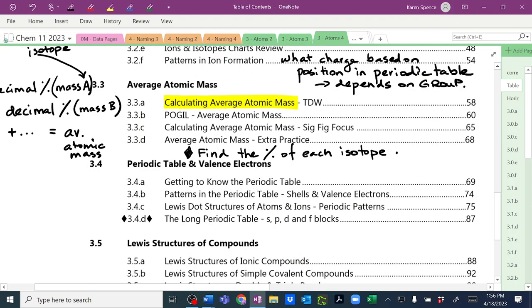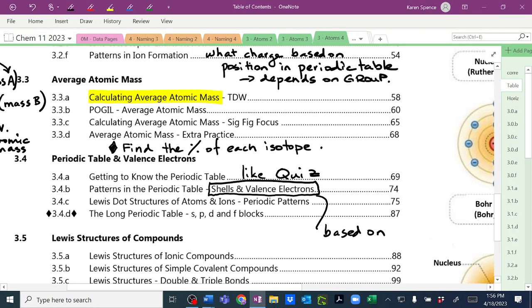Periodic table and valence electrons, you know that periodic table quiz that you did? The one where it was like the alkali metals, alkaline earth metals, what are the properties of metals and non-metals and all that stuff. So that's like the quiz. Okay, patterns in the periodic table, once again, how many shells do you have based on the group or the period, and how many valence electrons do you have? Those are based on the group and the period.